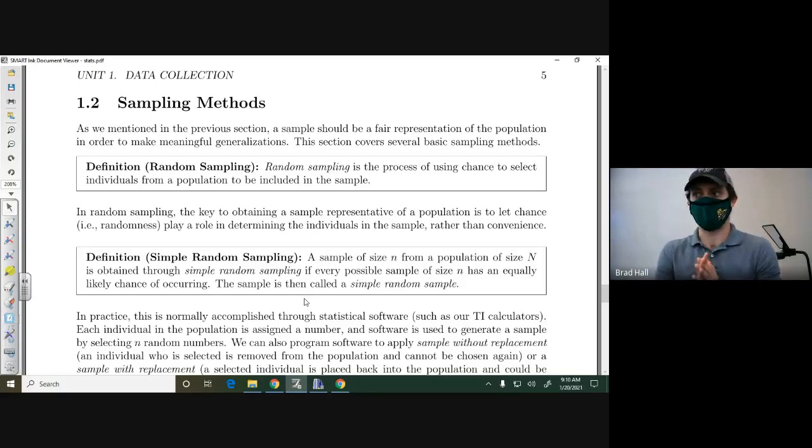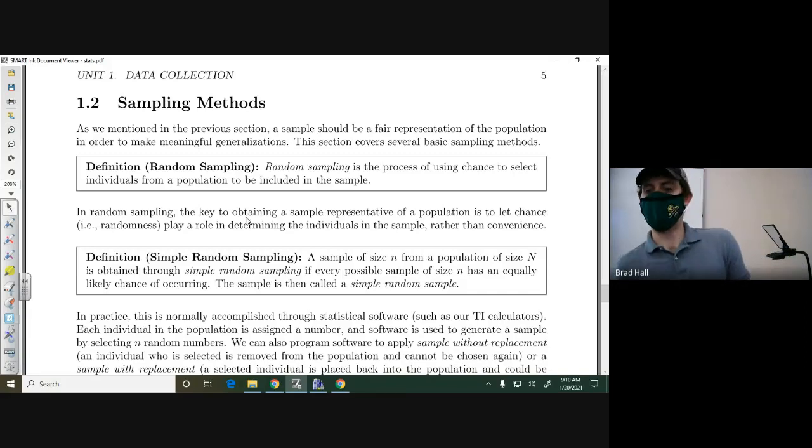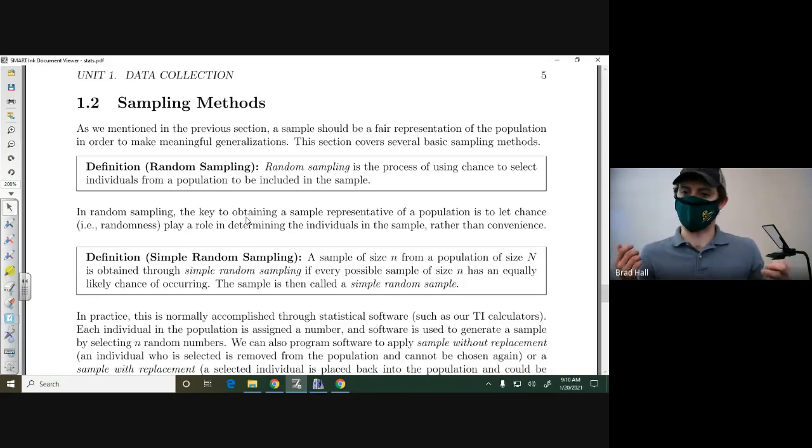There's sampling methods. And probably the most common one is random sampling. And as you would imagine, random sampling is using chance to select individuals instead of any sort of biased form of selecting individuals. So as it says below, the key to obtaining a sample representative of the population is to let randomness play a role in determining the individuals.